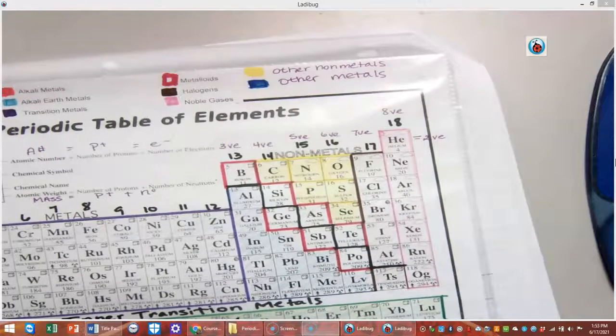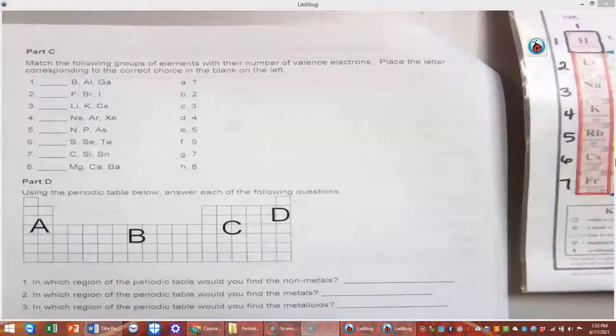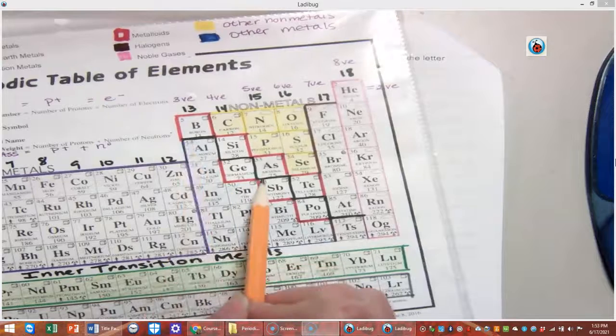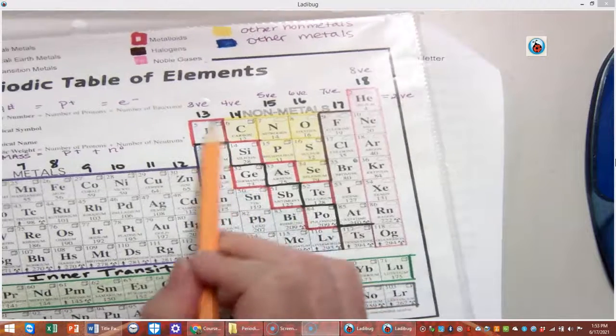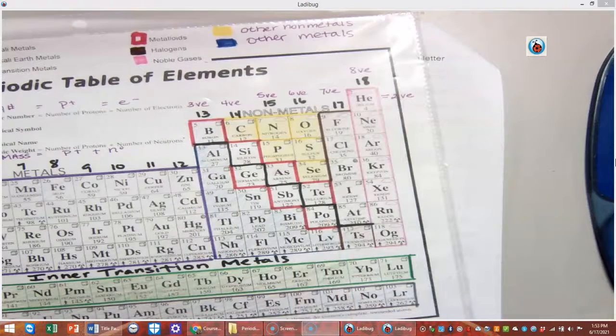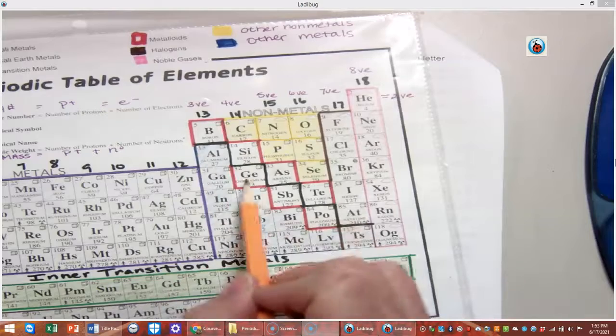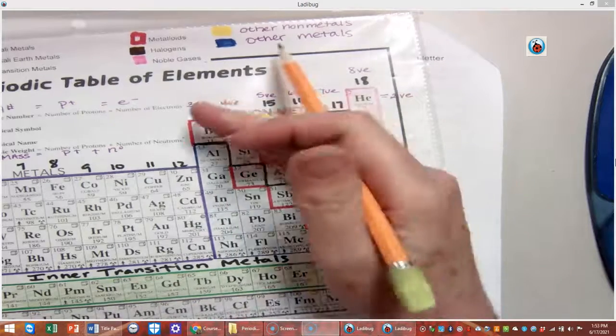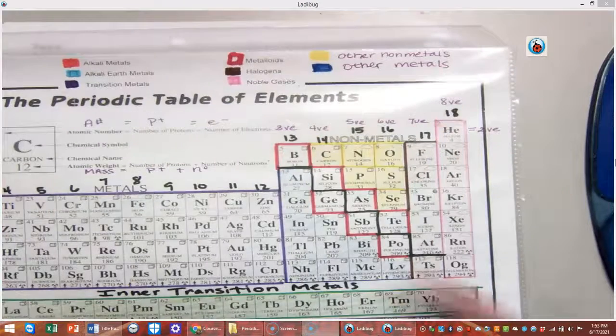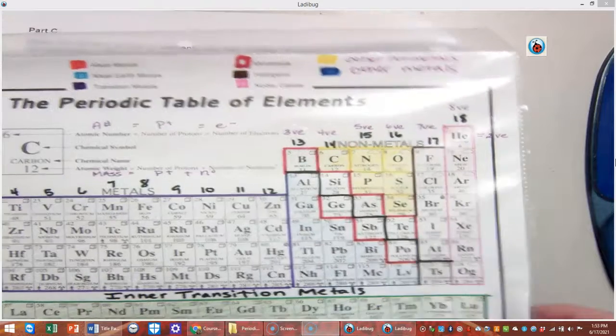All right, and then answer these questions about where would you find nonmetals, metals, metalloids. This is called your stair-step line. Hopefully you've outlined your metalloids there. And they lie along this stair-step line, and then you've got your nonmetals and your metals this way. Okay, let me know if you have any questions.